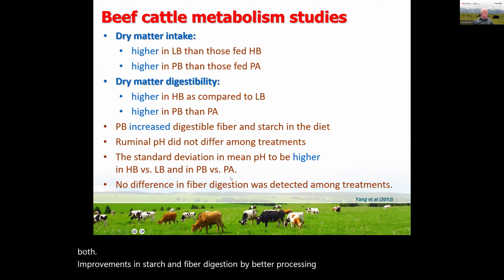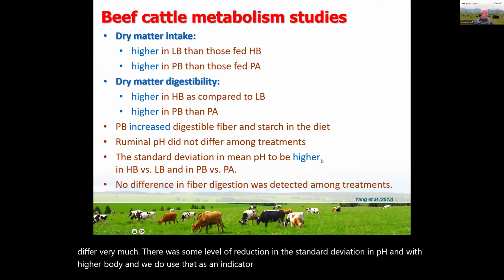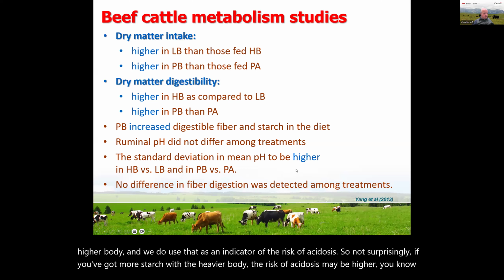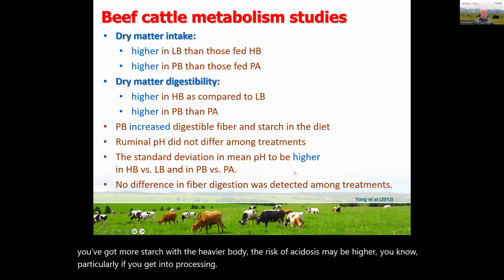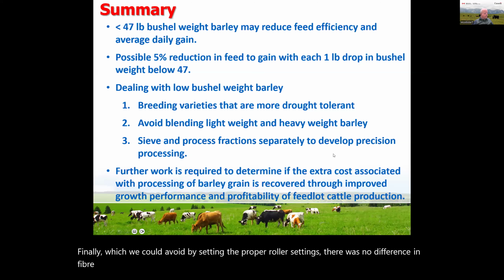Ruminal pH didn't differ very much. There was some reduction in the standard deviation in pH with higher barley, and we do use that as an indicator of the risk of acidosis. So not surprisingly, if you've got more starch with the heavier barley, the risk of acidosis might be higher, particularly if you get into processing it too finely, which we could avoid by setting the proper roller settings. There was no difference in fiber digestion amongst treatments.